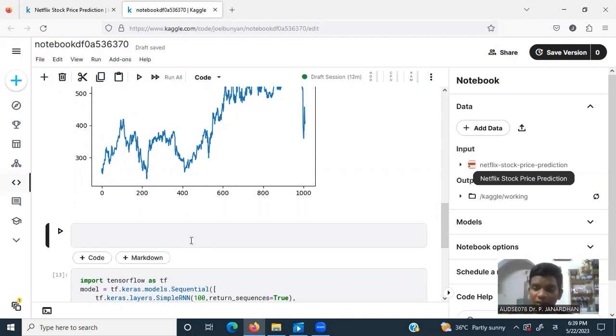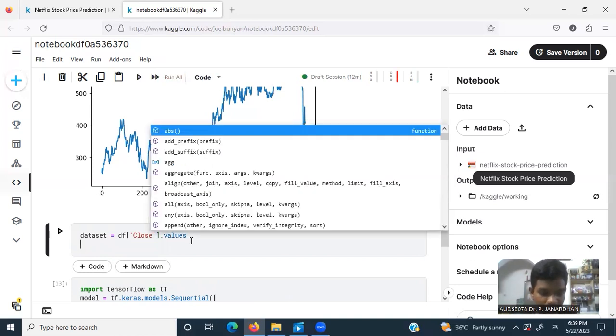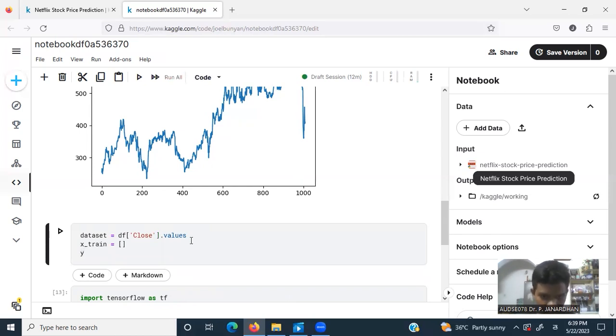We convert the data frame values to a numpy array just so that we can pre-process the values very easily. We can do indexing and all that. So I'm going to say dataset is equal to df of close dot values. This attribute will just get me the numpy array of all the close values, and then I'm going to initialize xtrain and ytrain as lists.